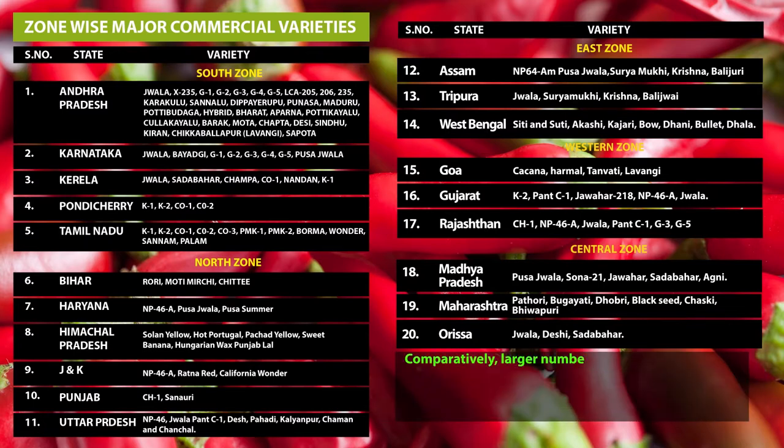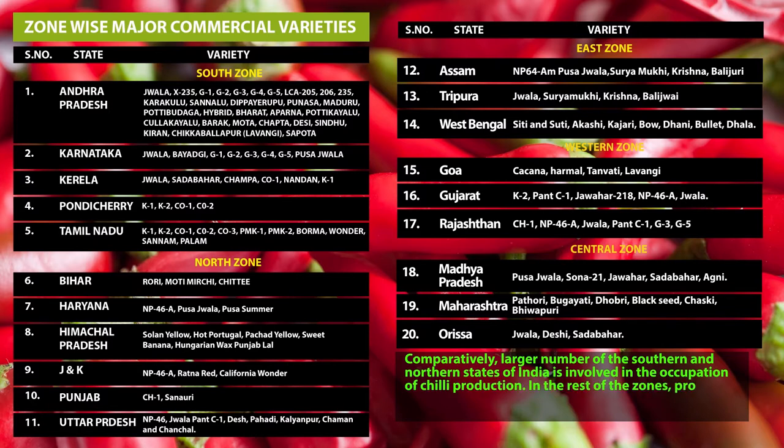Comparatively, a larger number of southern and northern states of India are involved in chili production. In the rest of the zones, production is limited to a few states. Jwala is a common variety of chili grown in all of the zones of the country.